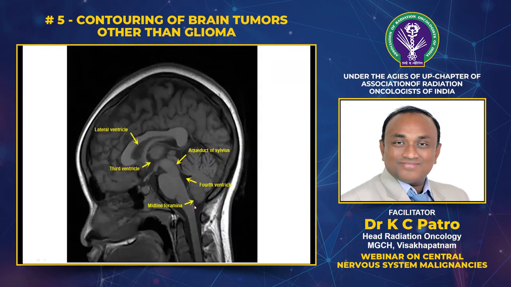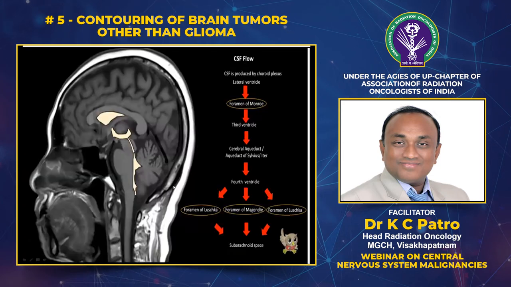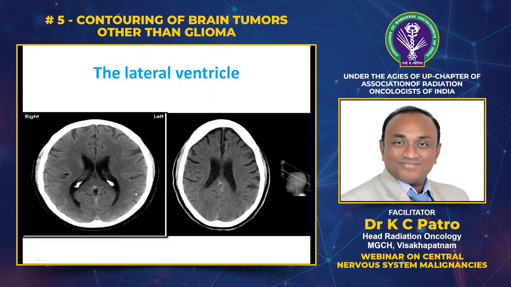So coming to the imaging, this is the lateral ventricle, this is the third ventricle, and this is the aqueduct of Sylvius through the midbrain. This is the fourth ventricle, this is the midline. Again, this is the cerebral peduncle, this is the Mickey Mouse sign. So this is the aqueduct of Sylvius. As I told before, CSF flows from the lateral ventricle to the third ventricle, aqueduct of Sylvius, fourth ventricle, then the central canal.